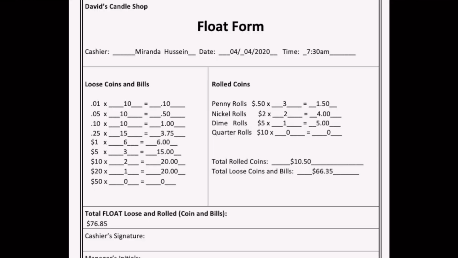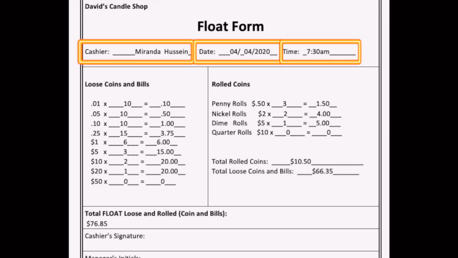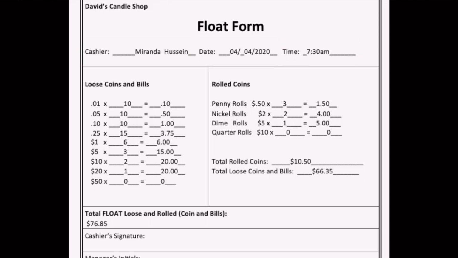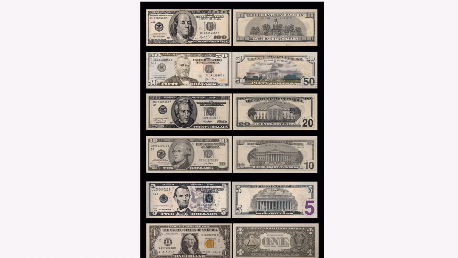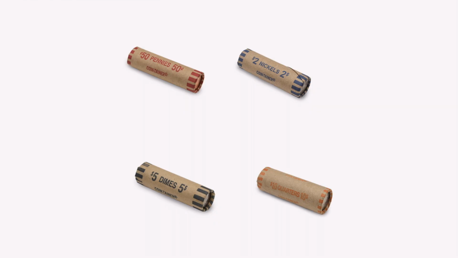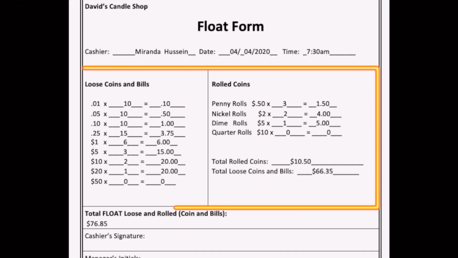Let's take a look at a float form. Here you see the cashier's name, the date, and the time the form was completed. Next, you see 2 columns. Loose money looks like this. Rolled money looks like this. In each column, you must determine how much of each type of money you have in the register.